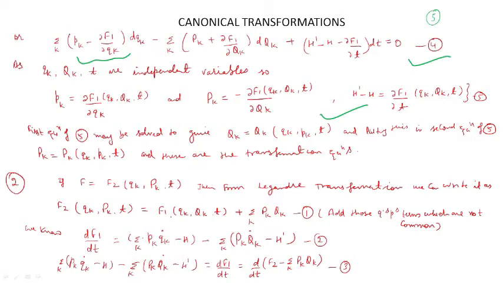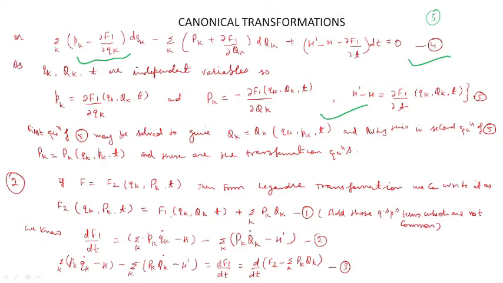Now if the function f is equal to f2, a function of small qk, capital Pk and t, then from the Legendre transformation we can write the function f2 in terms of the function f1 and a new set of coordinates. So f2 of small qk, capital Pk and t is equal to capital F1 of small qk, capital Qk and t plus sigma k capital Pk capital Qk.